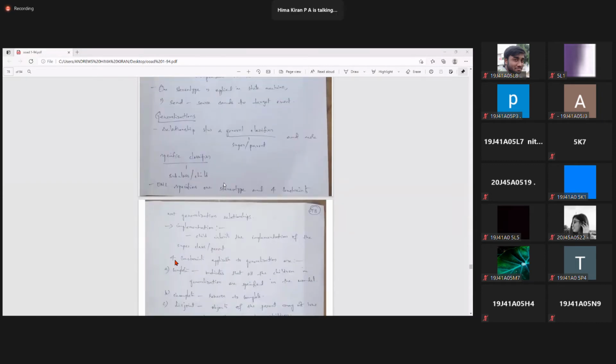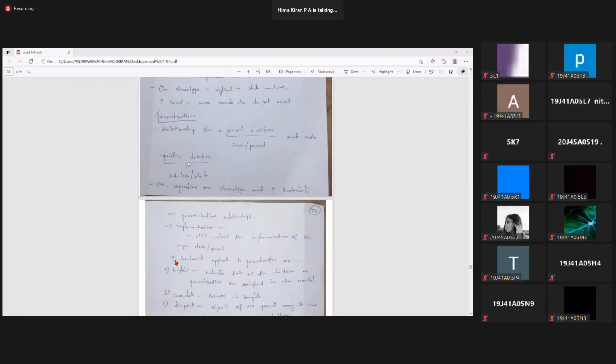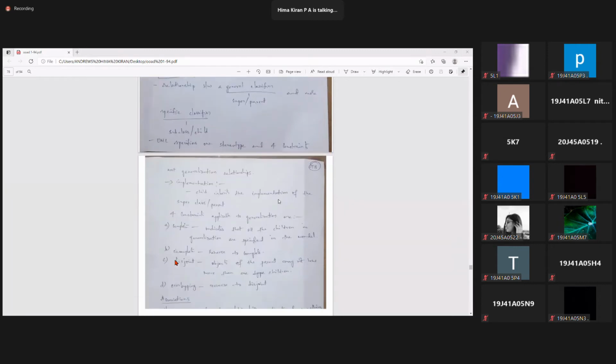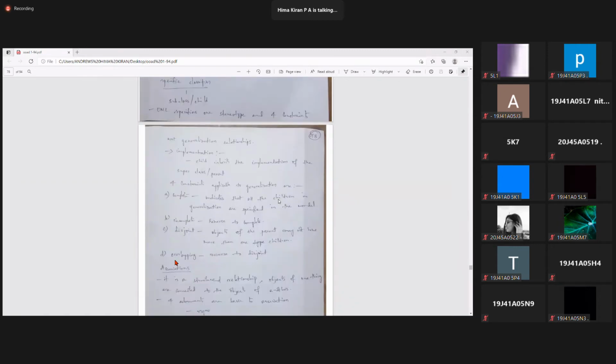Next, generalization. The relationship between a general classifier and a more specific classifier. In order to represent this relationship, we use the generalization relationship. So here the general classifier is considered as a super or parent class, and the more specific classifier is considered as a subclass or a child class or a leaf class. So UML specifies one stereotype and four constraints with respect to generalization relationships.